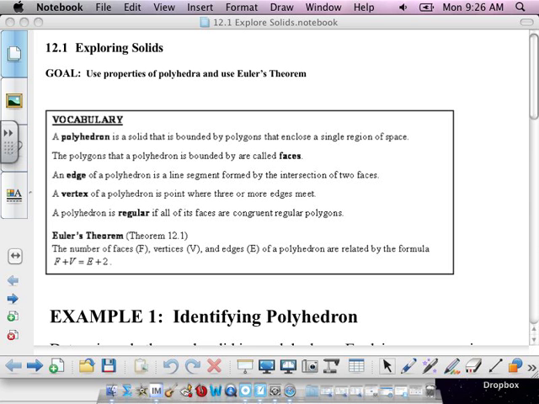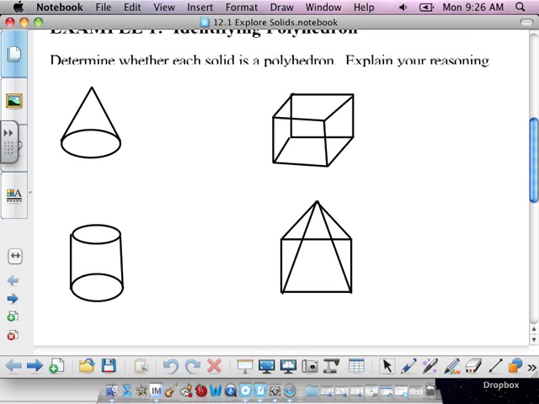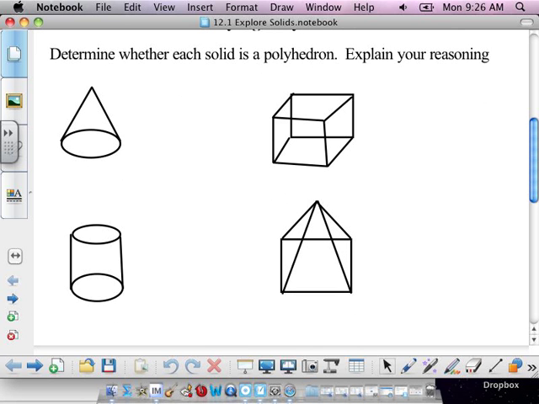Again, we are going to look at the definition of polyhedrons, but we are going to explore other solids as well. Okay, so you guys have had a few minutes. I would like to see by a show of hands who thinks A is a polyhedron. Anybody? Okay, it is not, because circles are not polygons.